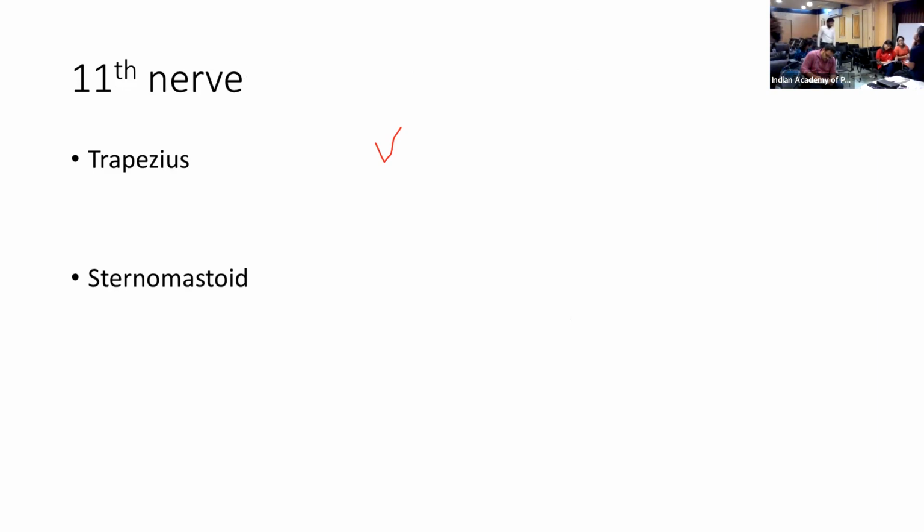11th, now you'll check the trapezius. So somebody check the trapezius and sternocleidomastoid of this patient. Come on, you'll try.